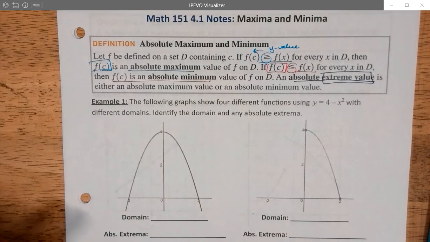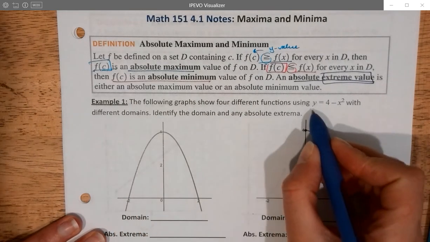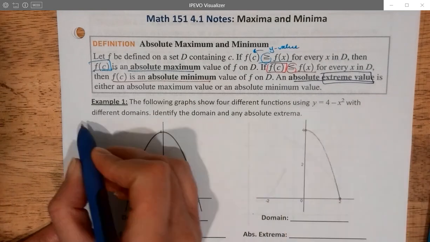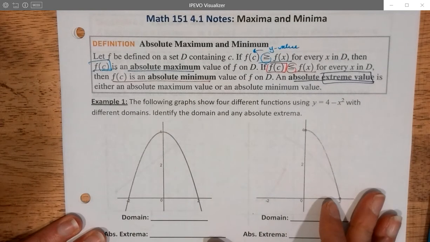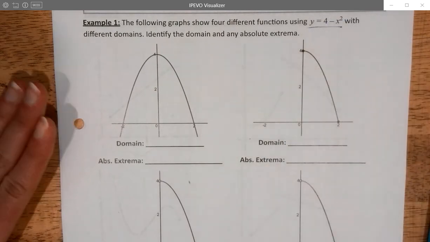Okay, so there's a couple of pictures here. The following graphs show 4 different functions using the graph of y equals 4 minus x squared with different domains. Identify the domain and the absolute extrema. Okay, so it's the same function every time. I'm just restricting the domain.